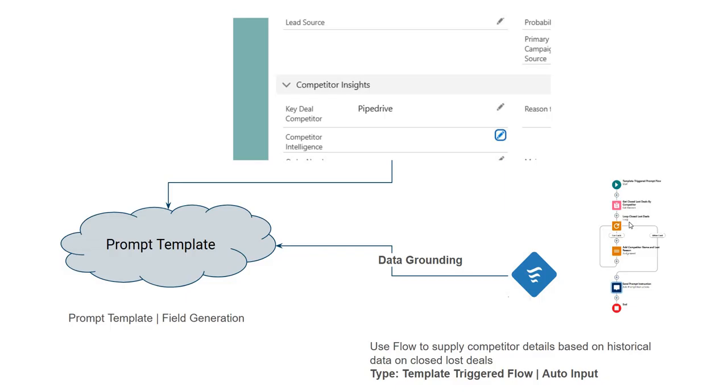Basically it will get the key competitor of a particular deal, and then fetch all the past history of deals where we did lose the business opportunity to the selected competitor. That will become the data supplied to the prompt template, which will in turn take help from AI and derive intelligence out of the data. Okay, and this is what we are going to do.